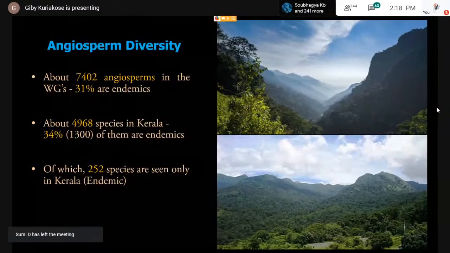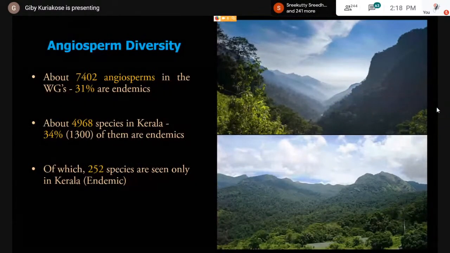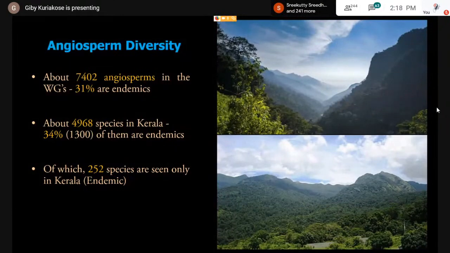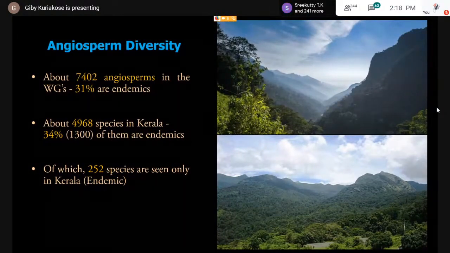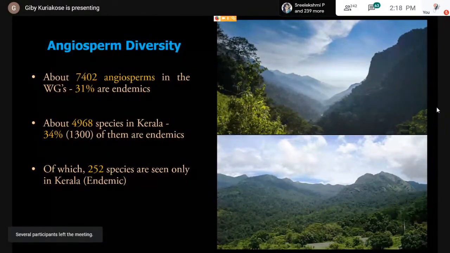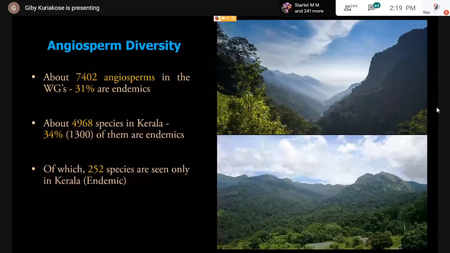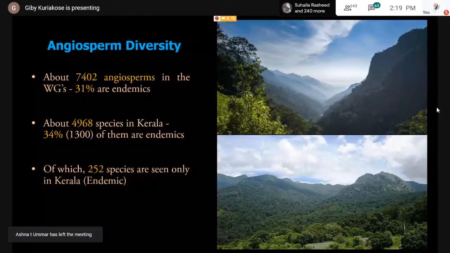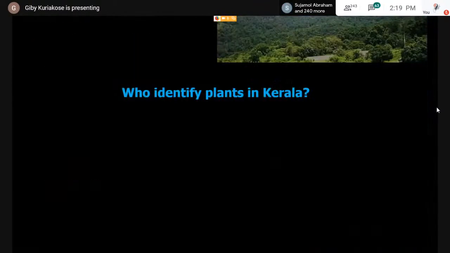So we have about 7,402 angiosperms or flowering plants in the Western Ghats, all along the Western Ghats, of which about 31% are endemic to the region. In Kerala, we are very blessed with flora and fauna diversity. We have about 4,968 listed species from Kerala, of which about 34% are endemic, about 1,300. Another important factor is that about 252 species are seen only in Kerala, nowhere else in the world. So they are endemic to Kerala.